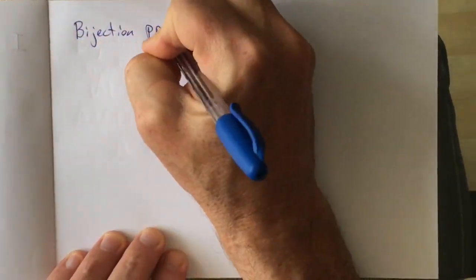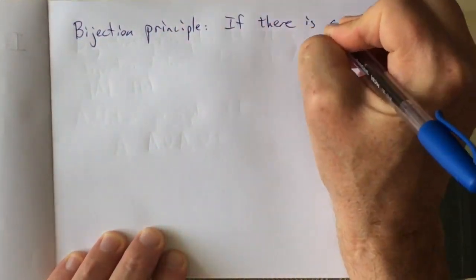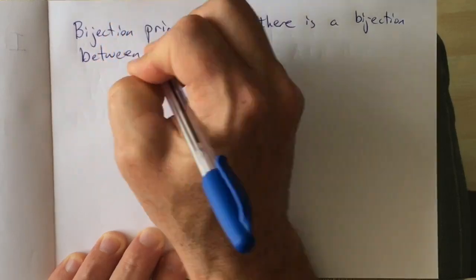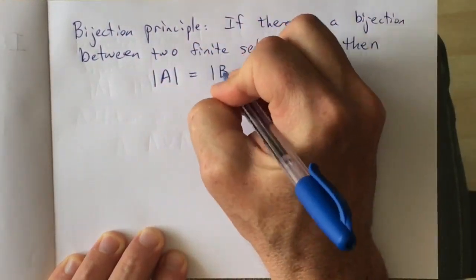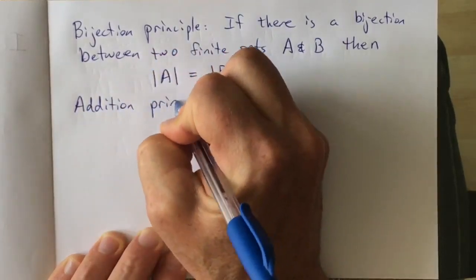I want to explain three concepts that I end up using over and over in this course. The first is the bijection principle. If there's a bijection between two finite sets, then they have the same cardinality.